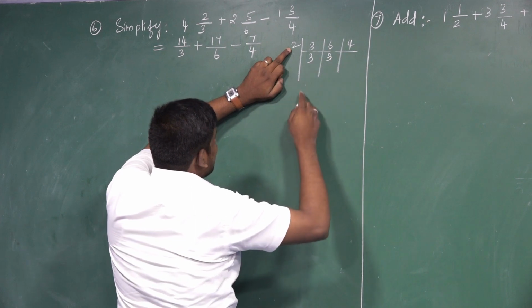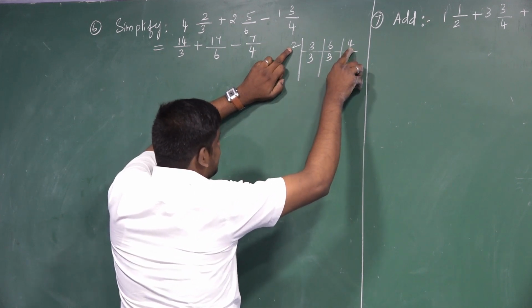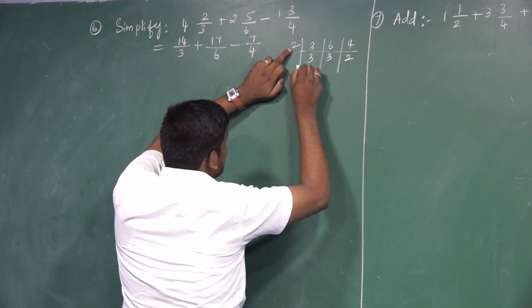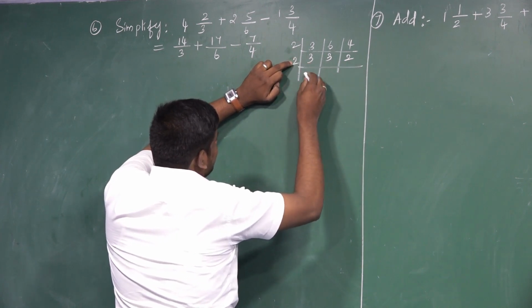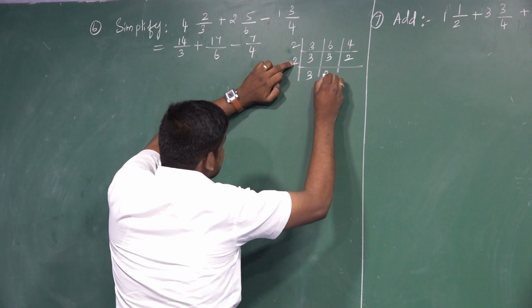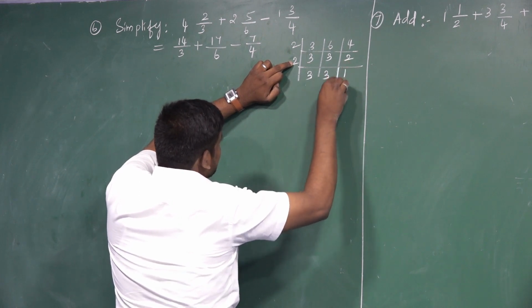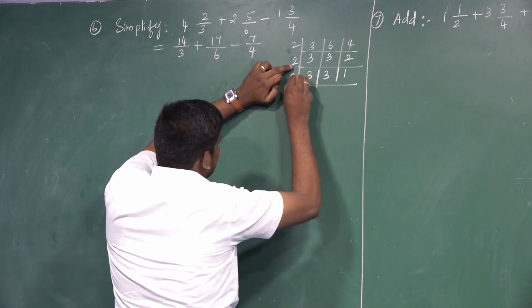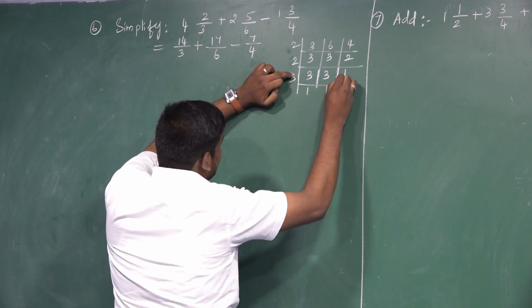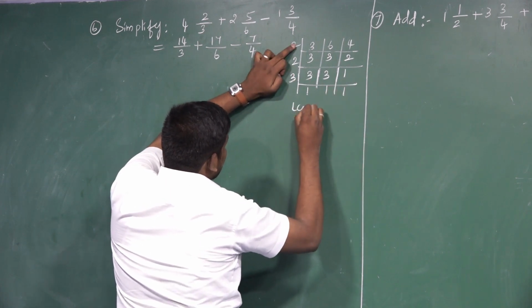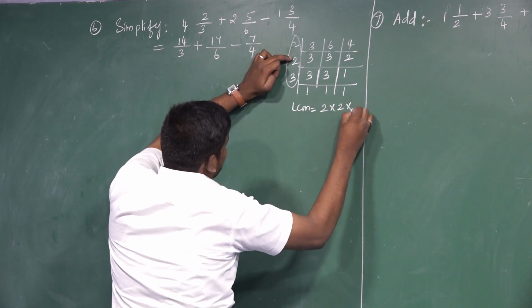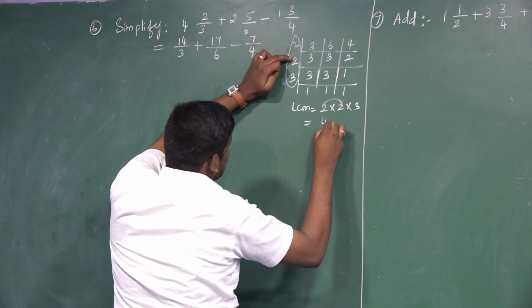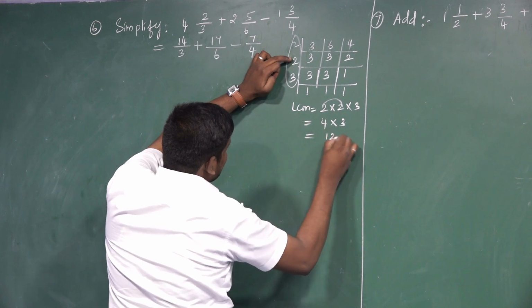So 3 2s are 6. 4 is divisible by 2. So we write 2 2s are 4. Next, 2 is not divisible by 3, so we write it as it is. Then 1 2 is 2. Then 1 3 is 3. 1 3 is 3. So we write LCM is equal to 2 multiply 2 multiply 3. 2 2s are 4. 4 3s are 12.